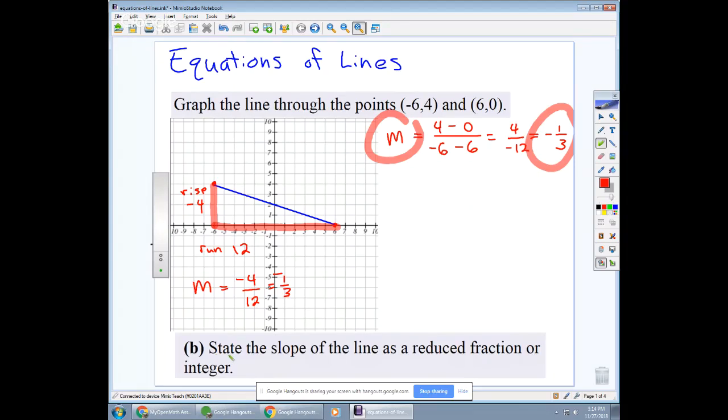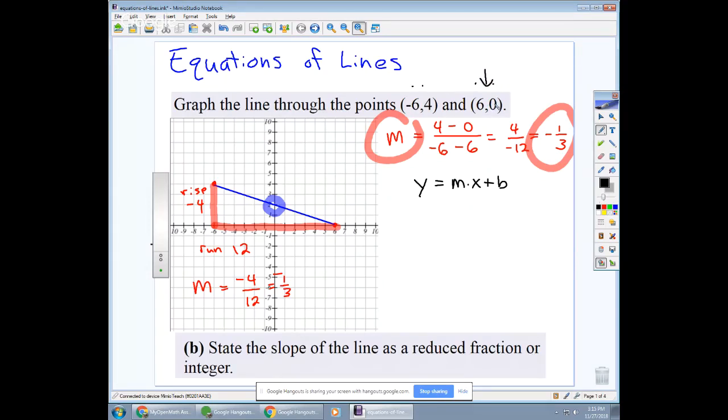So one thing we were asked to do here is state the slope as a reduced fraction or integer. Integer is just like a whole number, plus or minus. Just for fun, I'm going to take it a step farther and double check that the y-intercept is really the point 0, 2. So a couple of ways to do that. One way is to consider that I like the equation y equals mx plus b. And I believe the m is -1/3, and I have a couple of choices here for x and y, here or here. So I'm going to go with this one right there.